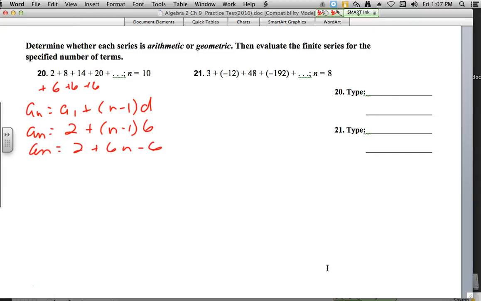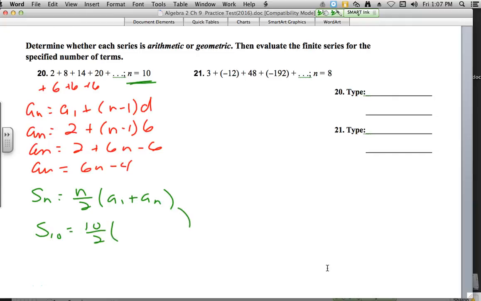Distribute from the right-hand side, and we get 6n minus 4. Now, they wanted to figure out the sum of the finite series, and as soon as I write the formula down, I realize it was a good thing I have the rule, because I have to figure out what that last term is going to be. So they wanted n equals 10, which is a really nice number to work with. We know the first one, but we don't know the last one. And so that is the 10th term.